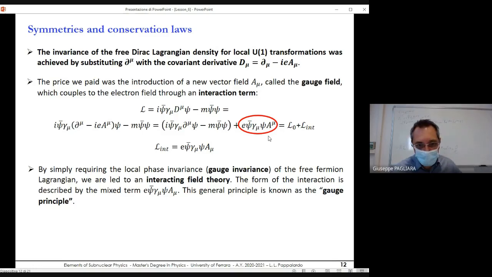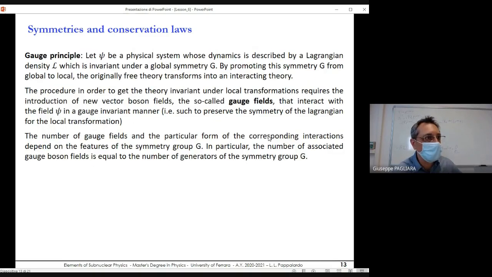So let me give you the gauge principle in full glory, which is at the basis of the standard model and of essentially all quantum field theories. So let psi be a physical system whose dynamics is described by a Lagrangian density L, which is invariant under a global symmetry G. Now, by promoting this symmetry G from global to local, the originally free theory transforms into an interacting theory. The procedure in order to get the theory invariant under local transformation requires the introduction of new vector boson fields, the so-called gauge fields, that interact with the field psi in a gauge invariant manner, or in other words, in such a way as to preserve the symmetry of the Lagrangian under this local transformation.